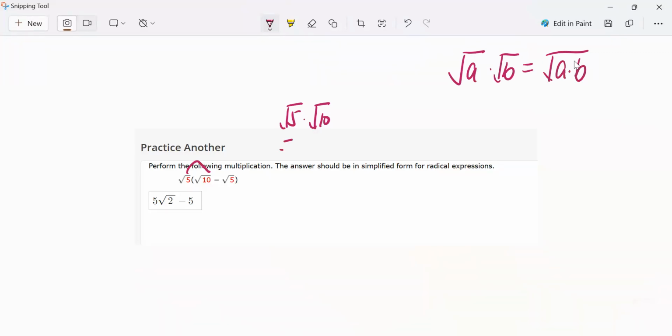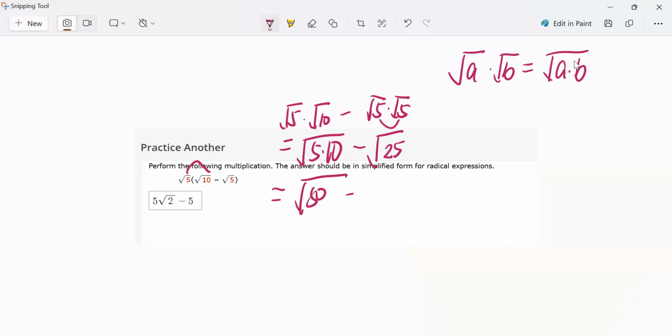So right here it will be radical 5 times 2, and that's the first term. The second term is radical 5 times radical 5, which is radical 25. Now we get radical 50 minus radical 25. After that, we need to simplify. To simplify, we need to break down 50 using a perfect square. The largest perfect square going into 50 is 25 times 2, and 25 times 2 is 50.